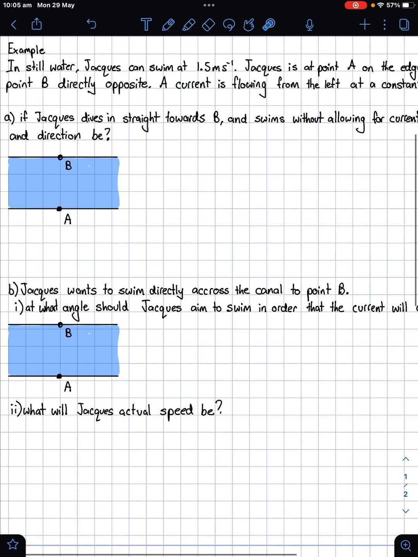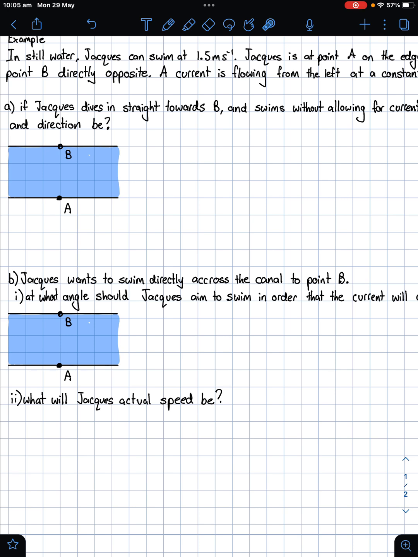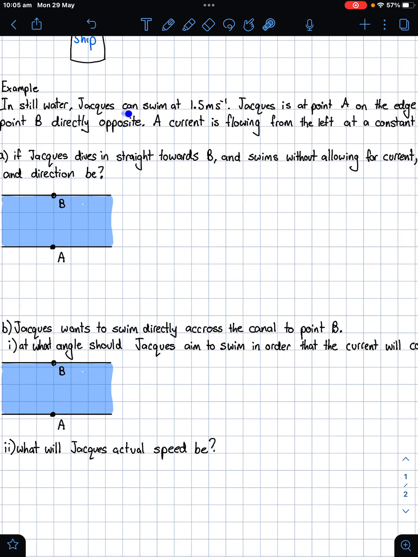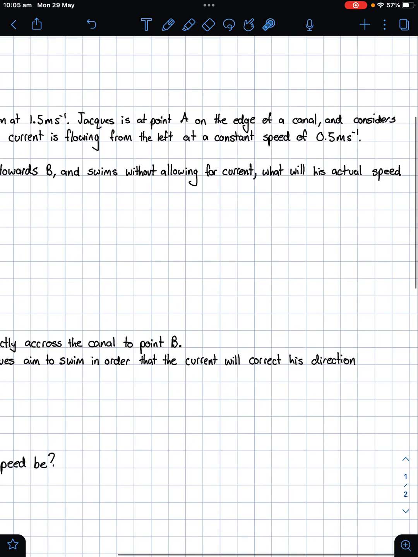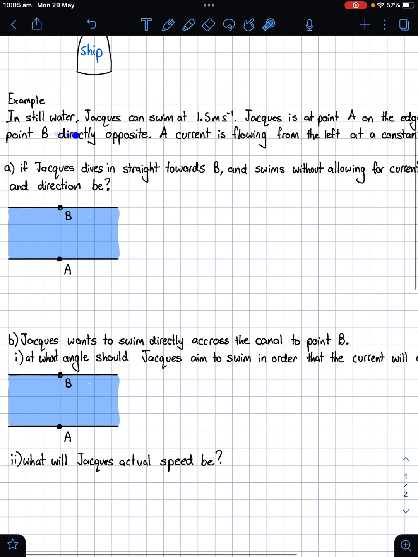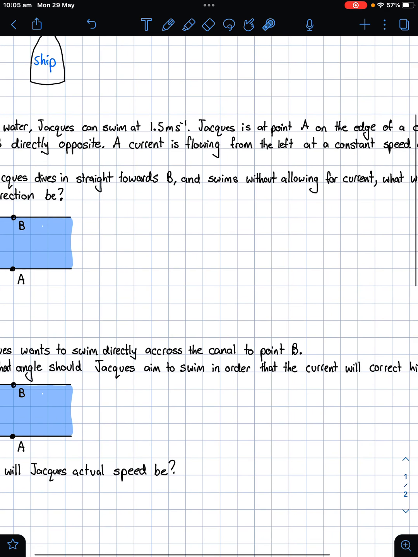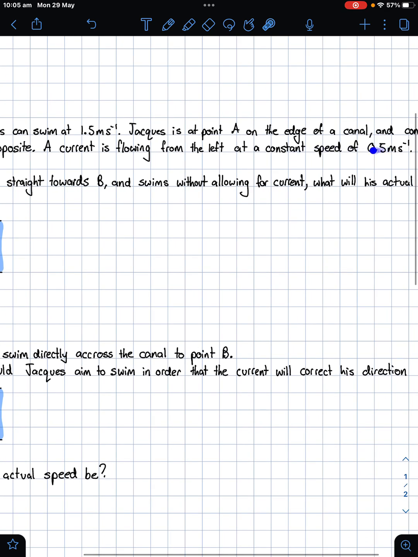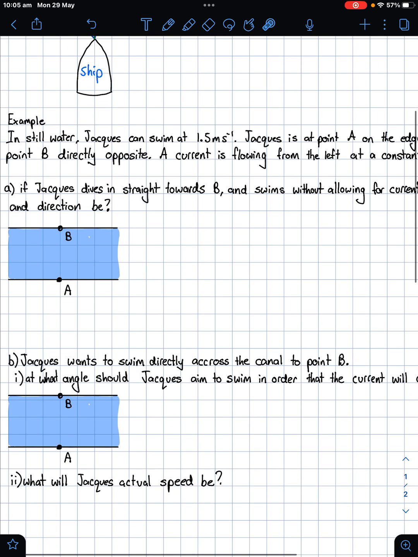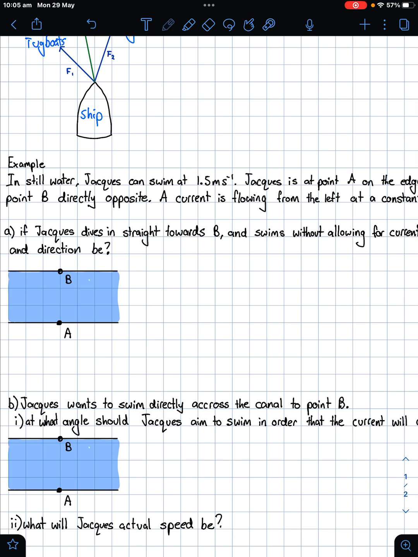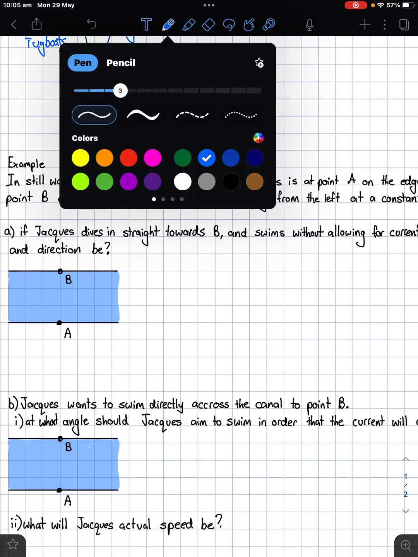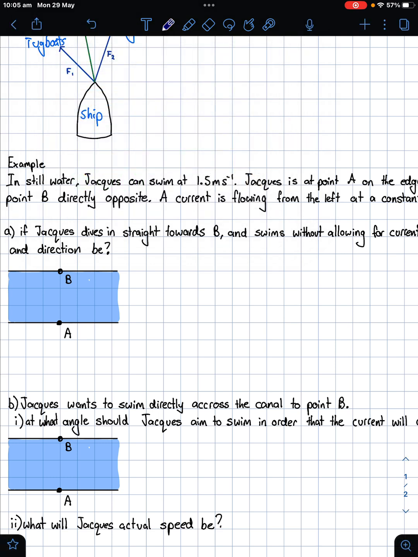So we're going to look at an example from here. In still water, Jakers, or whatever, this is not a name I'm familiar with, can swim at 1.5 meters per second. Jakers is at point A. I've drawn the diagram here. He's at point A on the edge of a canal and considers point B directly opposite. A current is flowing from left at a constant speed of 0.5 meters per second. So if Jakers dives in straight towards B and swims without allowing for the current, what will his actual speed and direction be?